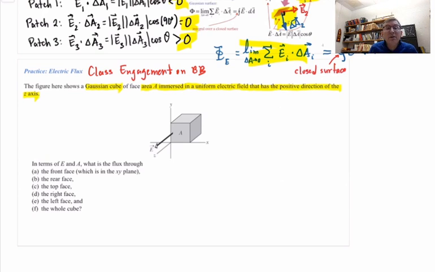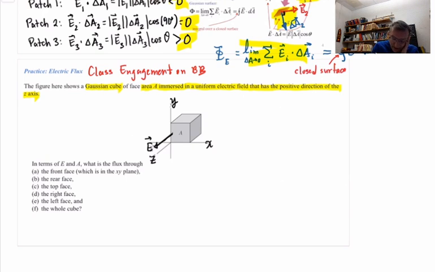Do you see their axes they've drawn? Make them bigger so that you can see them. This is x to the right, y up in the plane of the screen, and then drawing z like this means it's coming out of the screen towards you. And they draw the electric field, one of them here, meaning all the electric field vectors point in the plus z direction.